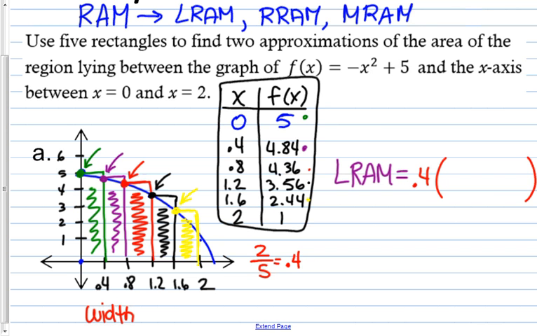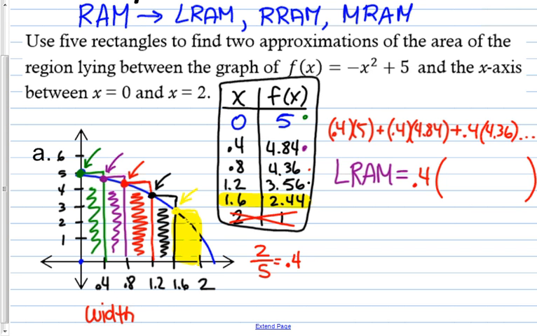Because what I'm doing is 0.4 times 5 plus 0.4 times 4.84 plus 0.4 times 4.36, etc. Well, instead of doing all of that one by one, we could just do the 0.4 on the front and then add up all of the heights. So it'll be 5 plus 4.84 plus 4.36 plus 3.56 plus 2.44. Now the 2.44, this right here, is the leftmost point for this little rectangle here. Notice, I do not use the 2.1, because the 2 would be here, 2.1 is right there, a little lower. It is not the left point. It's actually on the right side of that rectangle.